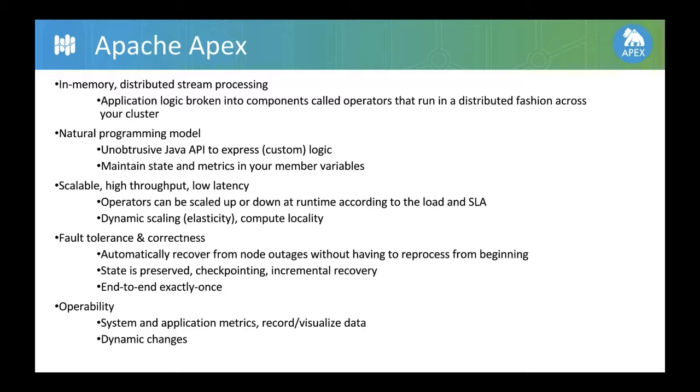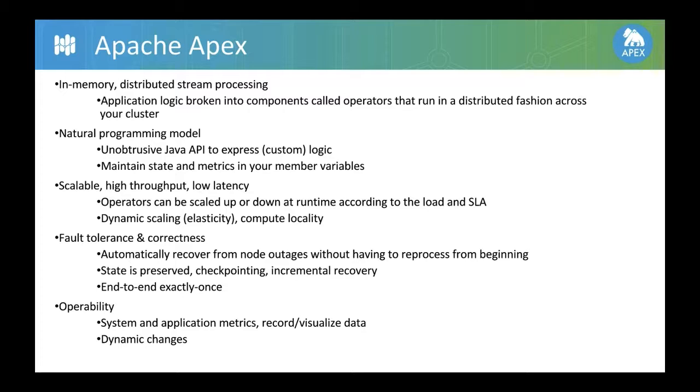The applications written using Apex are highly scalable. They have high throughput and low latency. When the amount of data coming to your application increases or decreases, the application can itself scale on your cluster based on the amount of data coming, so that it ensures that your SLA does not get breached. This means that it can scale dynamically depending on the load on your application.